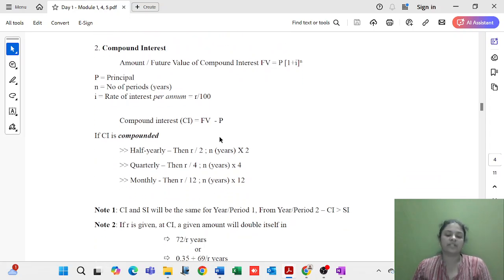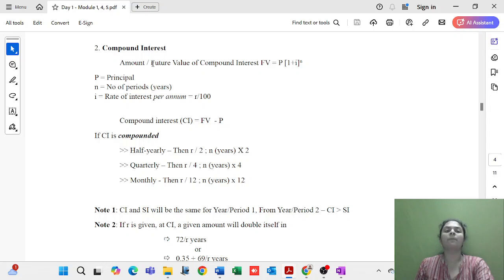What is compound interest? The principal keeps increasing every year by the amount of interest accrued. So year 1 principal, year 2 principal plus first year's interest. Year 3 principal plus first year plus second year interest. So principal keeps increasing, thereby resulting in a multiplier effect, and that is what is called compounding, the effect of compounding. Okay, and how to find out the compound interest?